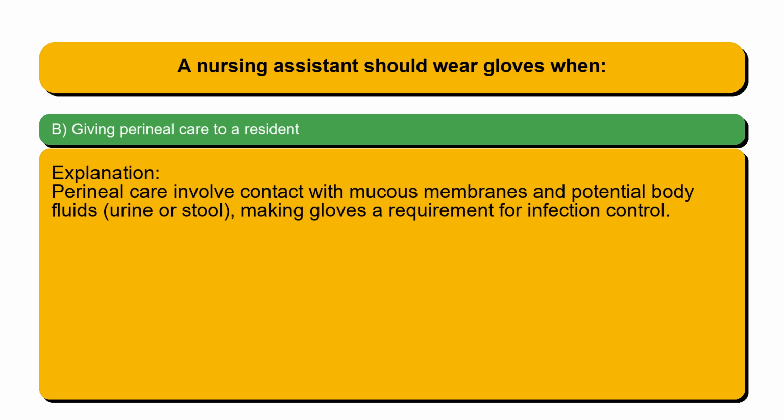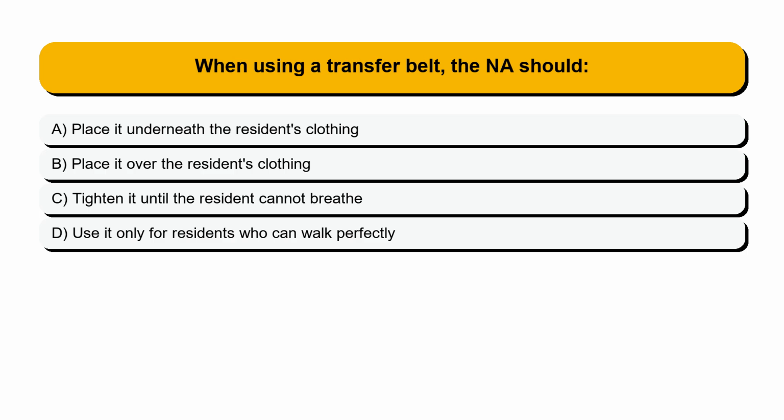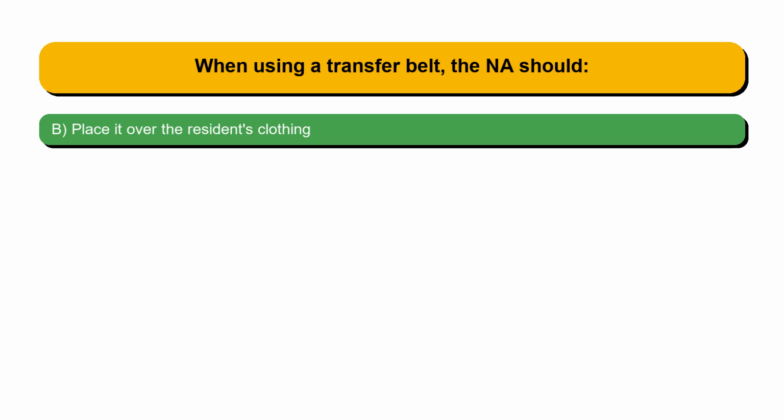Question 30. When using a transfer belt, the NA should: Option A. Place it underneath the resident's clothing. Option B. Place it over the resident's clothing. Option C. Tighten it until the resident cannot breathe. Option D. Use it only for residents who can walk perfectly. The correct answer is option B.